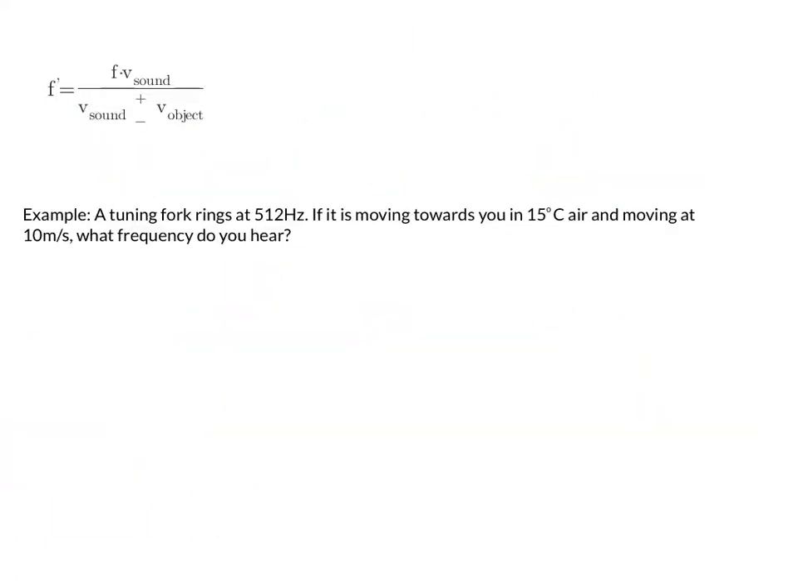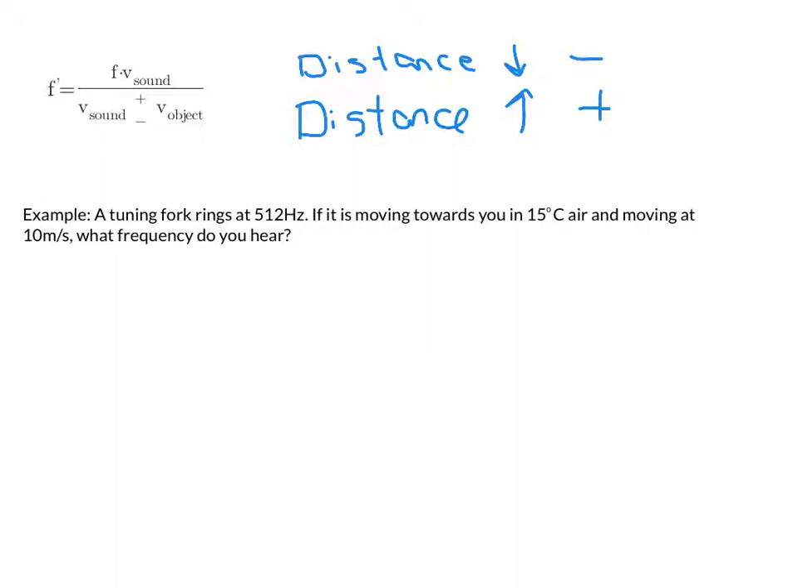Since there's two Doppler effects, there's two versions of the equation. If the distance between the source and the observer is getting smaller, you hear a higher frequency. In the equation, use the version with a negative. If the distance between the observer and the source is getting larger, maybe the tuning fork's moving away from you or you're moving away from the tuning fork, then use the version of the equation with a plus. Then it's just a matter of crunching out depending on what you're given.